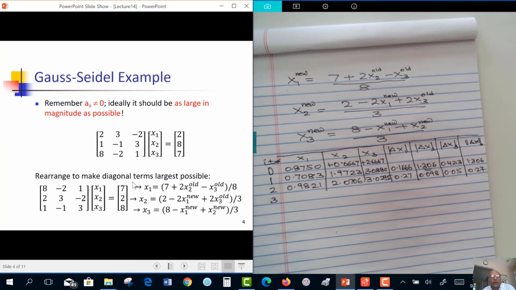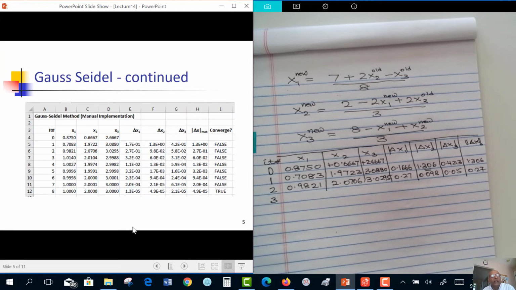I hope you're doing these calculations along with me. Here is our manual implementation. Notice I've got my first iteration, my second iteration, and then eventually we get 4 correct decimal digits. Actually 5 correct decimal digits here. This is 0.5 times 10 to the minus 4. 4 correct decimal digits, sorry. But you can see this is not the way it'll be easy to implement in Excel. So let's see our Excel implementation.